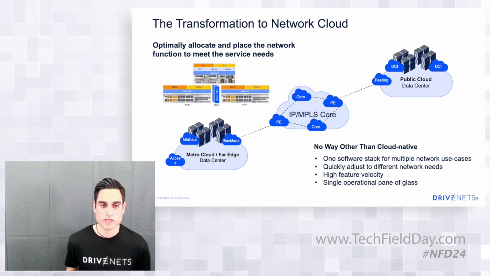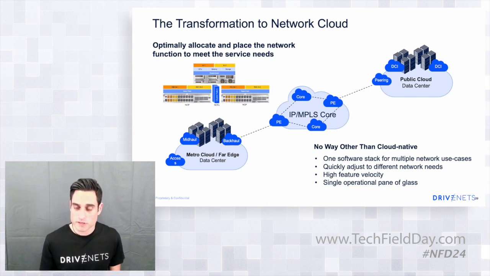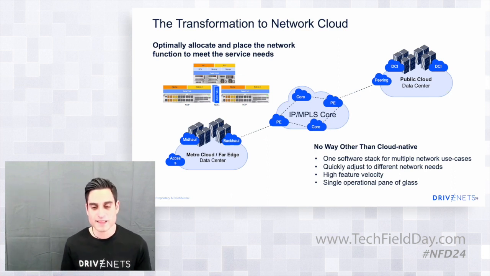So the transformation to network cloud is essentially based on a few things. The ability to optimally locate and place the network service, where it's not only can I serve the service, but it's becoming where should I serve the service. And in that aspect, this extends very well what we've already been doing with disaggregation, what we've been doing with cloud native technology. I need one software stack for multiple network use cases. The VPNs, the mobility, the internet peering. I need to quickly adjust to different network needs. If I need more capacity, I need a new technology. I need a different tweak to a protocol. Let's deploy it.